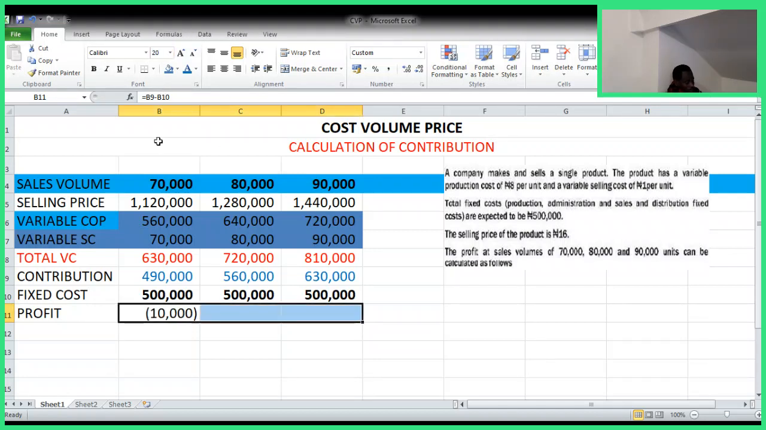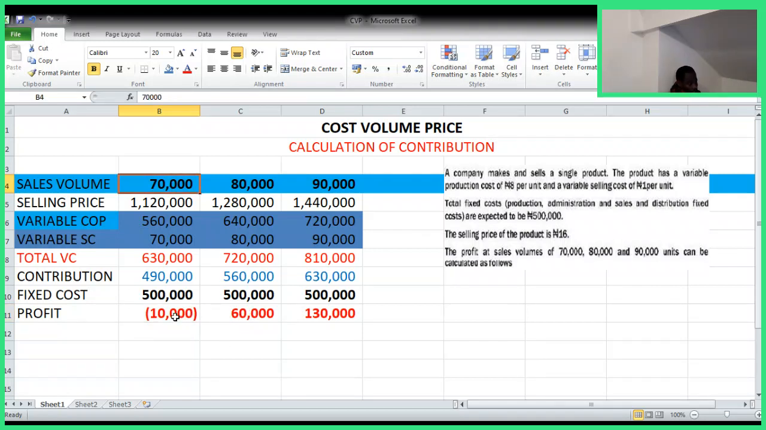Can we see it? So we can spread it for 80,000 capacity and 90,000 capacity. So we are having now as our profit negative, which simply means we cannot break even. We have a loss. So if we want to break even, we must make and sell more than 70,000 units. Do we understand?